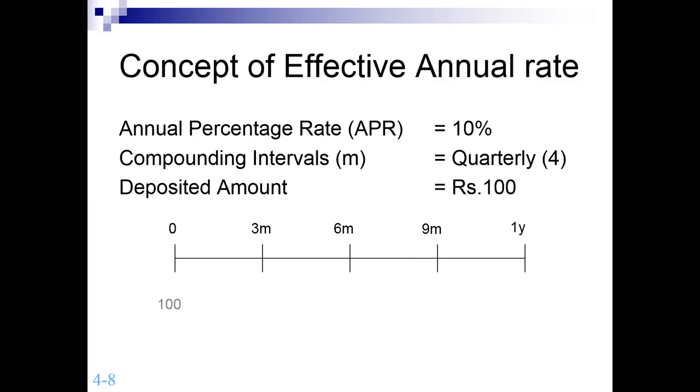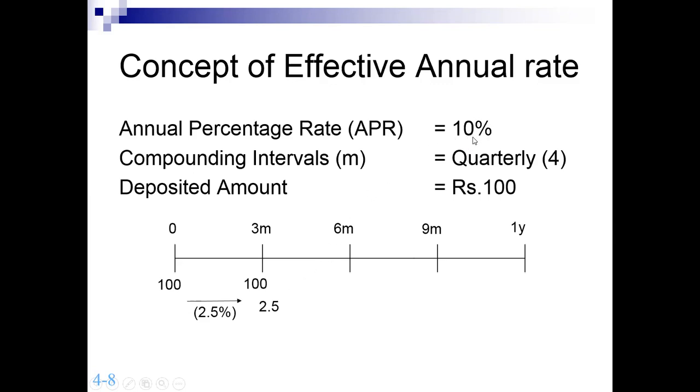So look, you are depositing 100 and the interest amount that you will receive is 2.5. Why am I taking 2.5 percent? Because the rate of interest was 10%. It is compounding on a quarterly basis. It means that this rate will be divided into 4 parts.